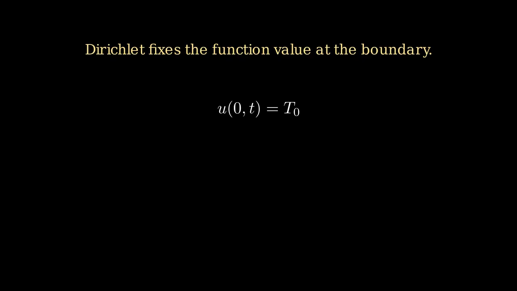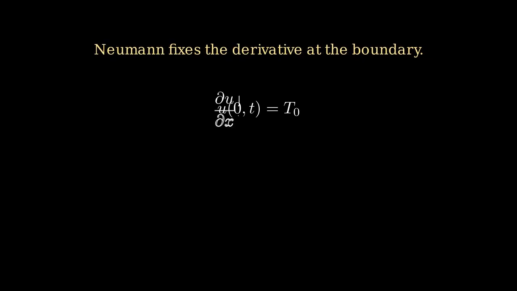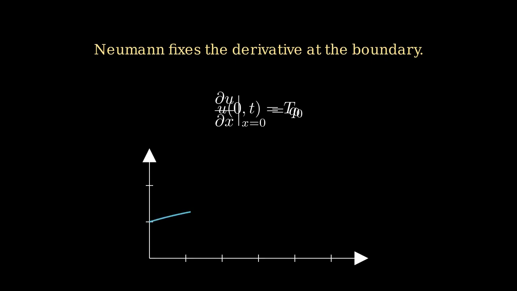meaning the function itself is pinned down at that edge. The second type is called a Neumann condition. A Neumann condition prescribes the derivative of the function in the direction leaving the boundary. In symbols, we write curly du by curly dx at x equals 0 equals some prescribed value, meaning the slope, not the value, is fixed at that edge.